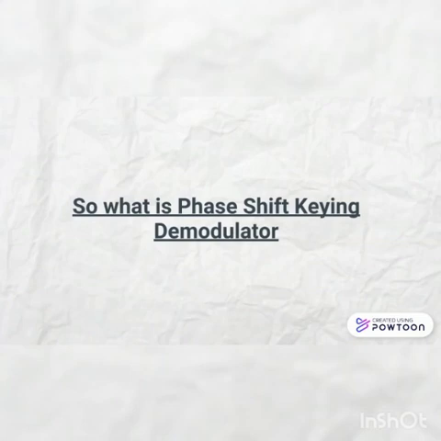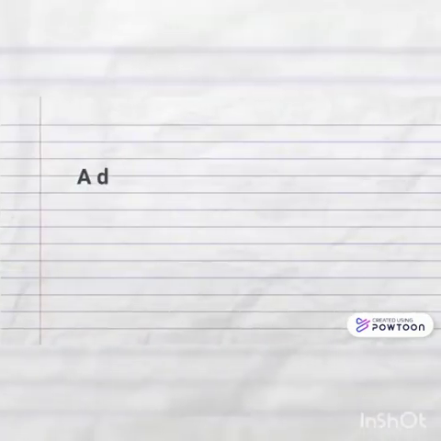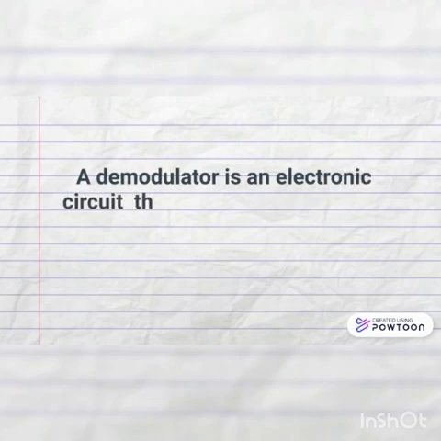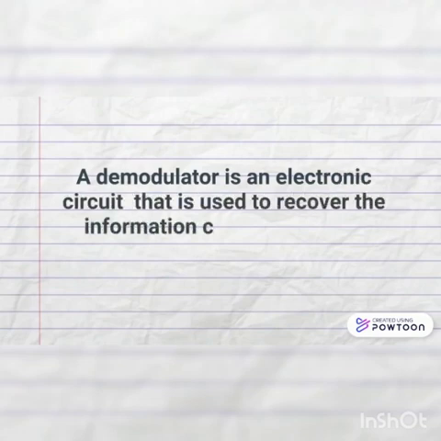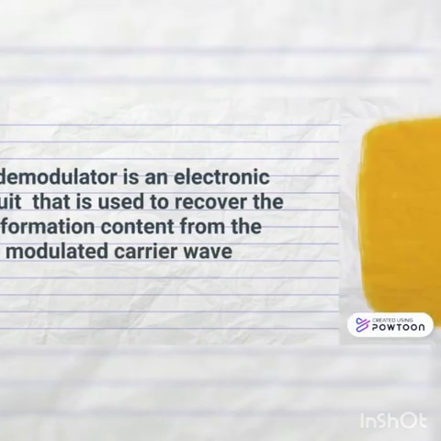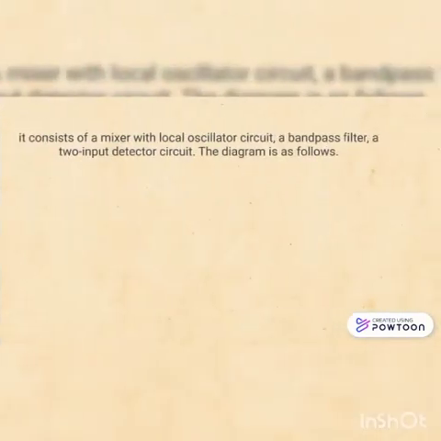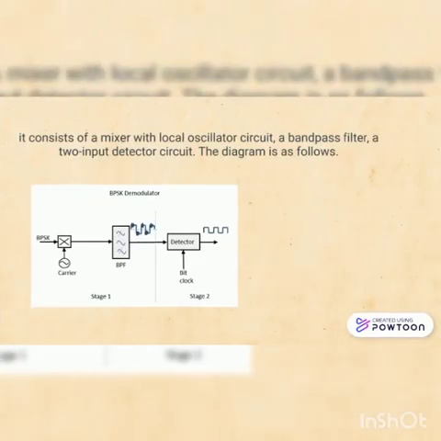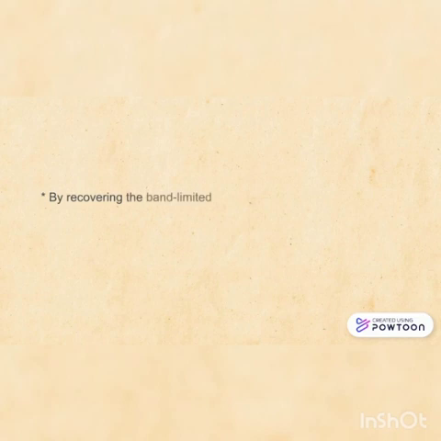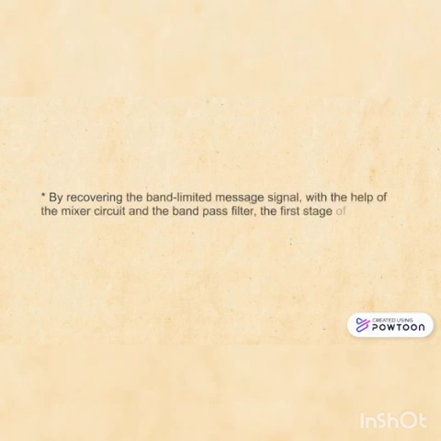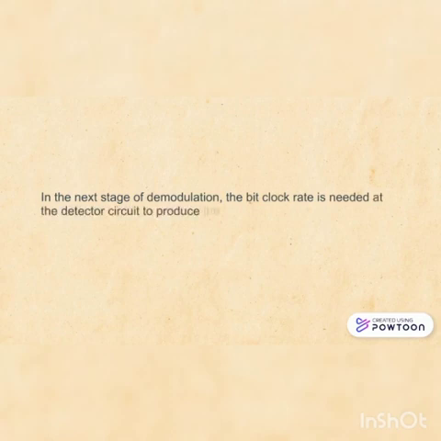So, what is a phase shift keying demodulator? A demodulator is an electronic circuit that is used to recover the information contained in the modulated carrier wave. Binary phase shift keying signals demodulator consists of a mixer with local oscillator circuit, a bandpass filter, and a 2 input detector circuit. By recovering the band limited message signal with the help of a mixer circuit and the bandpass filter, the first stage of demodulation gets completed. In the next stage of demodulation, the bit clock rate is needed at the detector circuit to produce the original binary message signal.